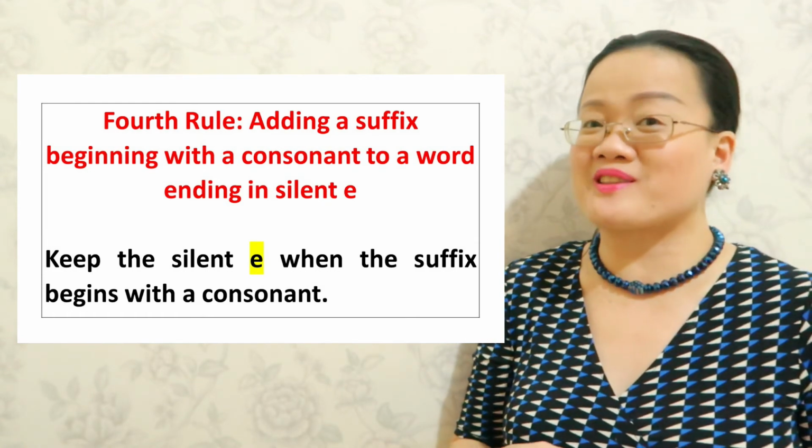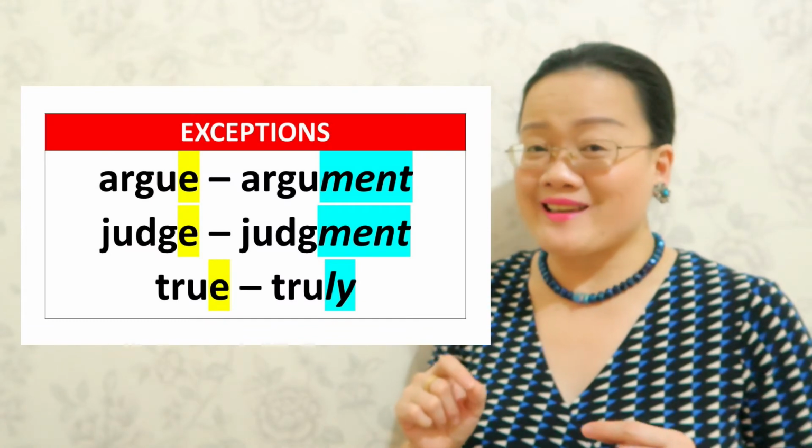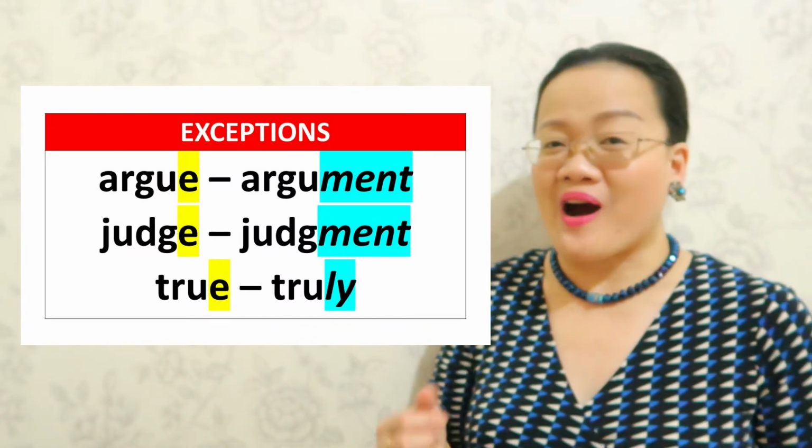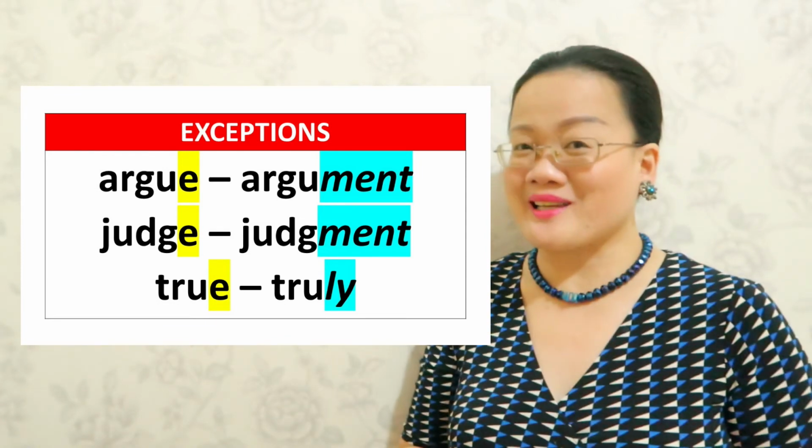The fourth rule says that we have to keep the silent E at the end of a word where the suffix begins with a consonant. For example, state, statement, extreme, extremely, fate, fateful, shame, shameful, brave, bravery. The suffix of statement begins with the consonant M, that's why we keep the silent E. The rest of the words whose suffixes begin with the consonant follow this rule. Oops, there are also exceptions here. We have argue, argument, judge, judgment, true, truly.